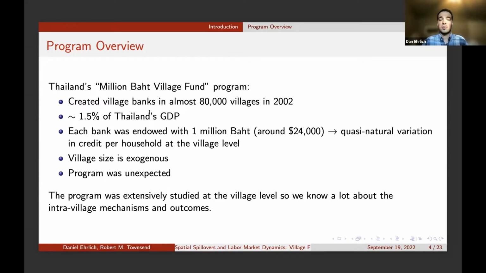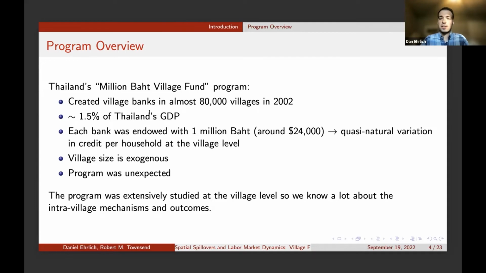The other nice feature is that the program was unexpected. In 2001, there was a national election, and this was the campaign promise of the underdog, who unexpectedly won and then very rapidly put this program into place. So he won at the end of 2001, and by the end of 2002, the program was already in place, and many of the funds were almost entirely lent out. So it was very rapidly implemented. The program worked almost like a microfinance loan. These banks loaned out money to villagers in their respective villages, and these villagers were then expected to pay back the loan with interest.